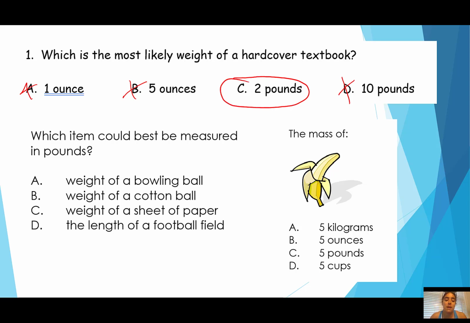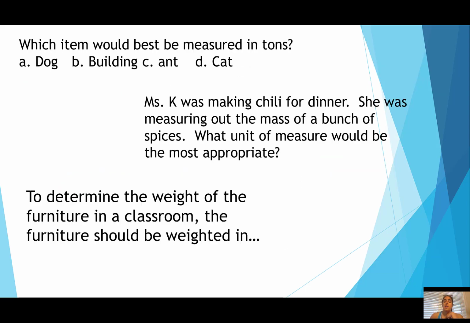Which item could best be measured in pounds? Well, the length of a football field, that's distance, so that doesn't even count as weight. Sheet of paper is pretty light, and so is a cotton ball, so I would measure those in ounces. So I would say the weight of a bowling ball. The mass of a banana, would I say 5 kilograms, 5 ounces, 5 pounds, or 5 cups? I would probably say about 5 ounces. Pounds are too heavy. Okay, let's try 3 more.